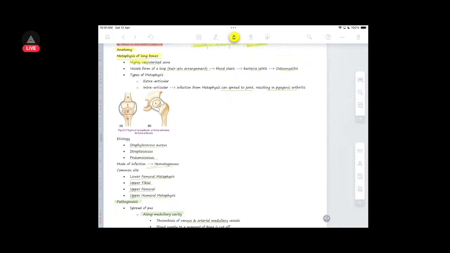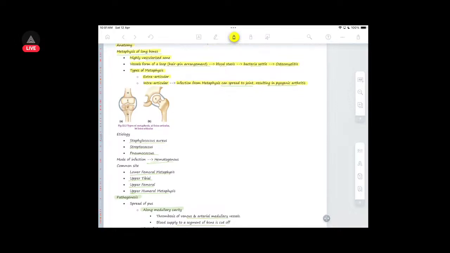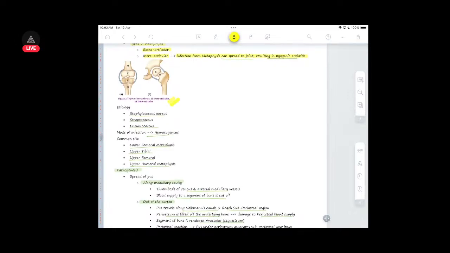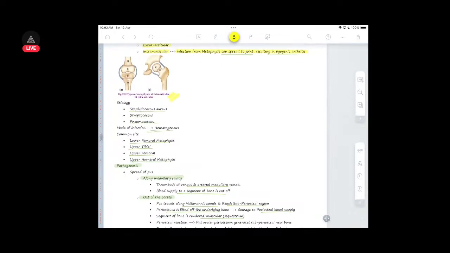So metaphysis of long bone is highly vascularized. The vessels form a loop, hairpin arrangement leading to blood stasis, bacteria settling, and osteomyelitis. So the types of metaphysis, you have extra-articular and intra-articular. Intra-articular, the thing is, infection from metaphysis can spread to the joint, resulting in a pyogenic arthritis. These are the two types of metaphysis: intra-articular, extra-articular.